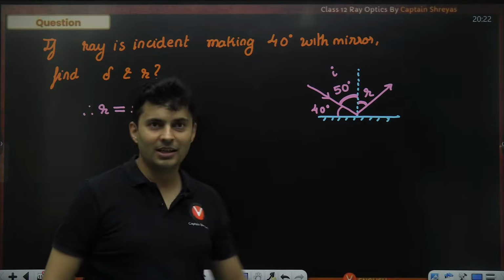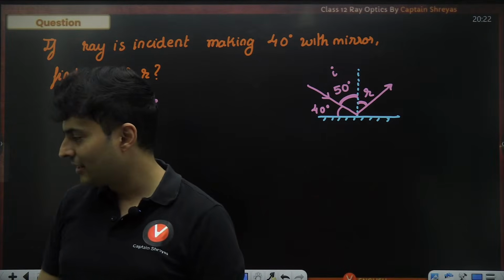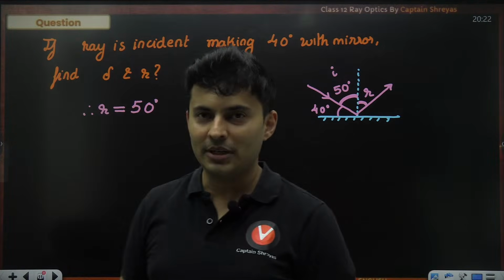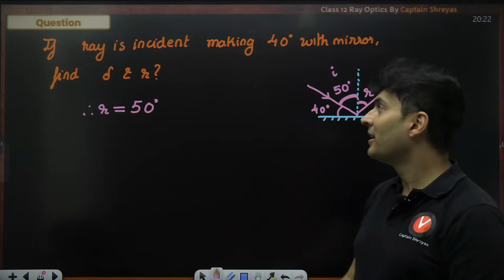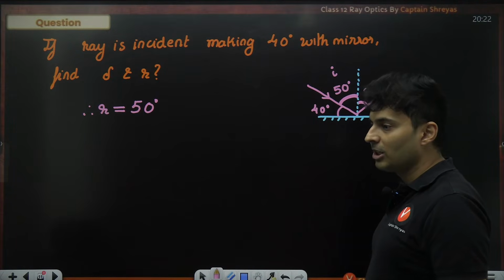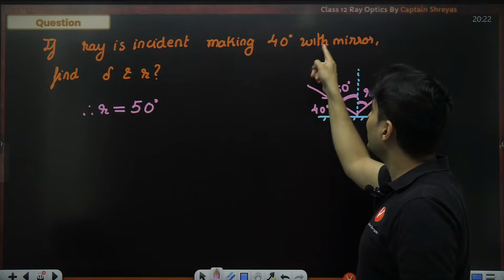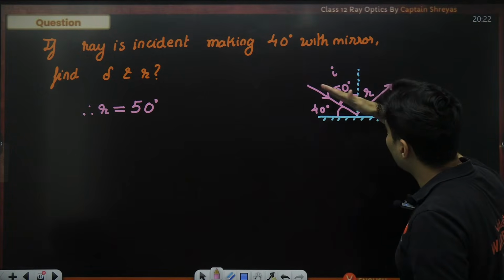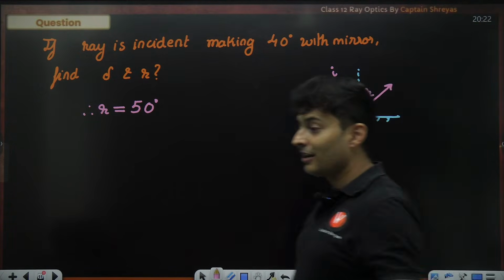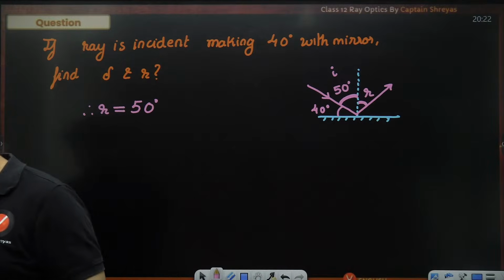How many of you made that mistake? I can see a lot of people putting 40 in the answer. So that is wrong. Got it? So read the question carefully. Always the angle of incidence is measured with the normal, but what is given? 40 degrees with the mirror. This is the mirror, 40 degrees with the mirror. Read the question. Got it, everyone?